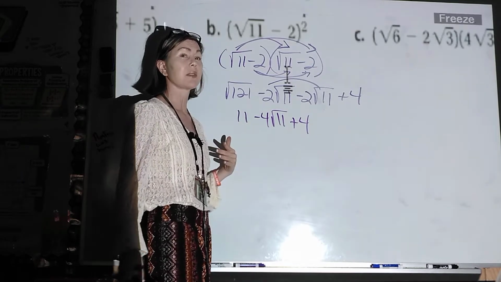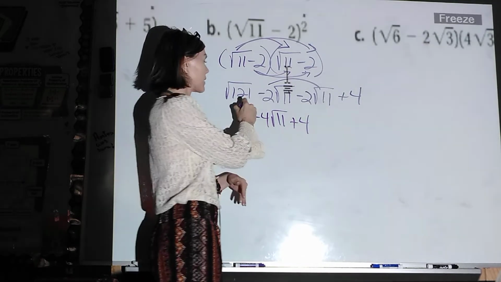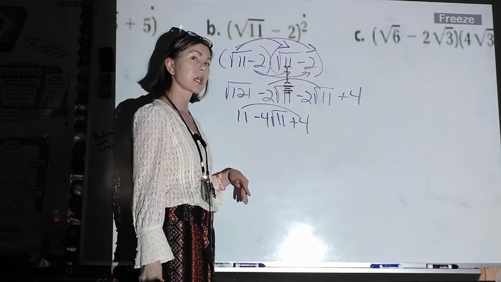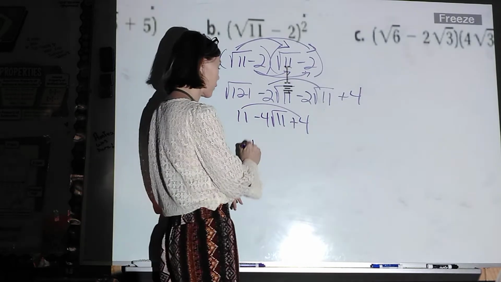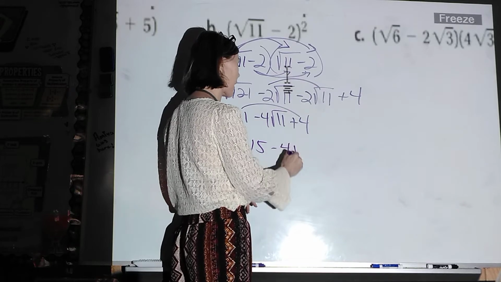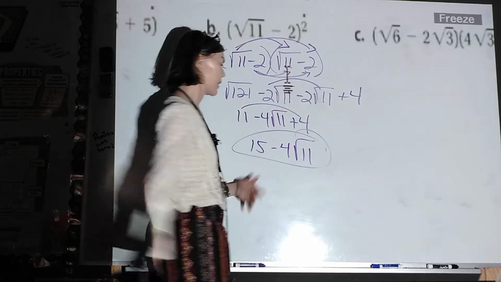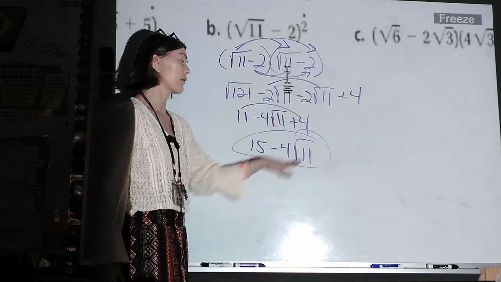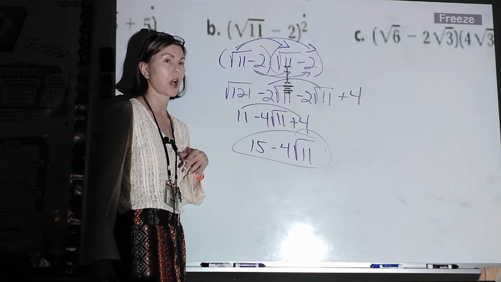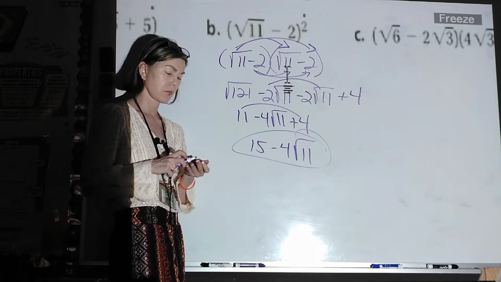Can we simplify even further? Yes. Because numbers are like terms, okay? So 11 plus 4 is 15 minus 4 radical 11, and you guys, that's your answer. Or if you put negative 4 radical 11 plus 15, that would be fine as well, okay?